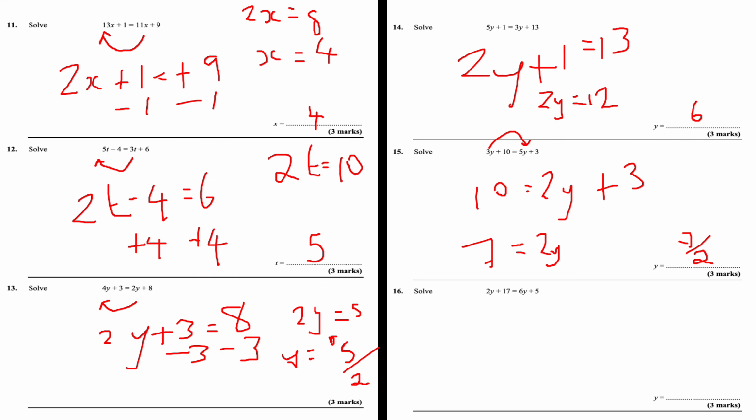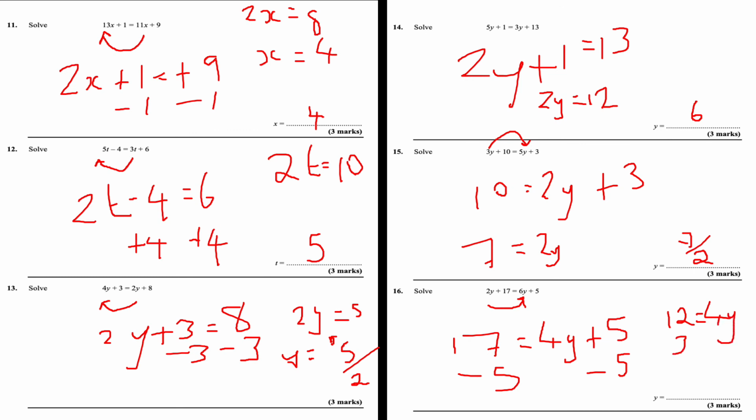Right, guys, last question for today's video. Solve 2y plus 17 is equal to 6y plus 5. Bring the 2y over to this side, so subtract 2y on both sides. I get 17 is equal to 4y plus 5. Subtracting 5 on both sides gives me that 12 is equal to 4y. Dividing both sides by 4 gives me that 3 is equal to y, or y is equal to 3.